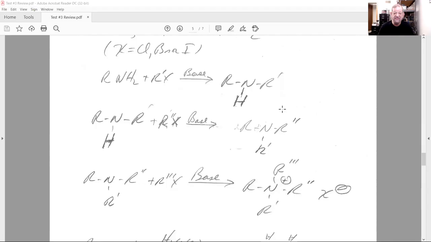And remember, quaternary ammonium salts can be used as fabric softener, which I use all the time. And certain quaternary ammonium salts are outstanding antimicrobial compounds that kill microbes and other things. And if you look on the list, some of them are even used to kill COVID-19 on surfaces. Quaternary ammonium salts are amazing compounds.